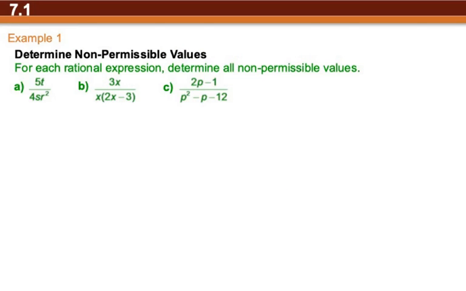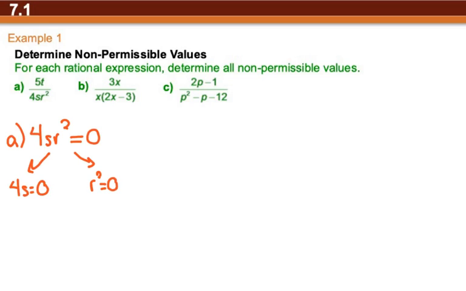So to find all of the non-permissible values, what we simply do is we take the denominator and we find what will make it equal to 0. Now we have a couple of different situations here. In A, we have multiple variables, and what we're going to do in this situation is we're just going to split that and separate each variable into its own equation. And then we need to solve each one.